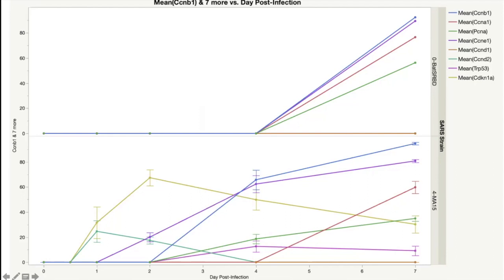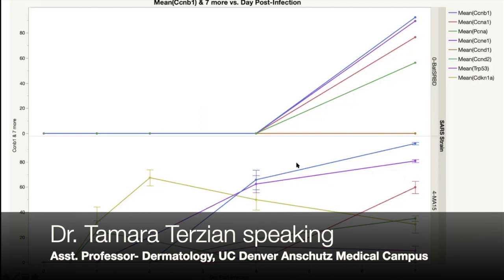And P53 is probably more indicative of apoptosis and probably higher here. No, actually, I think this is the P53. Yeah, these are all cyclin genes. Interesting. Yeah, you don't need much of P53 there. It's a very powerful gene.